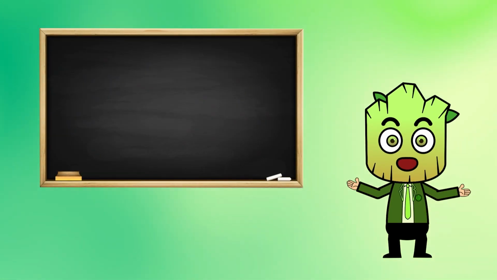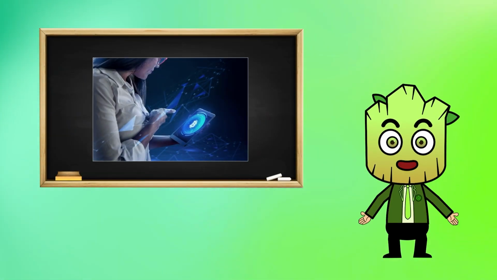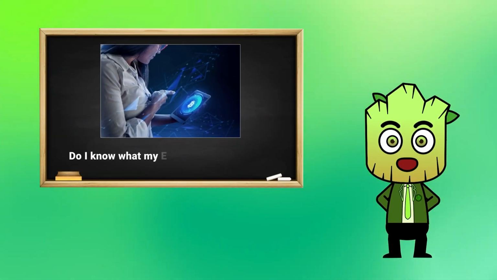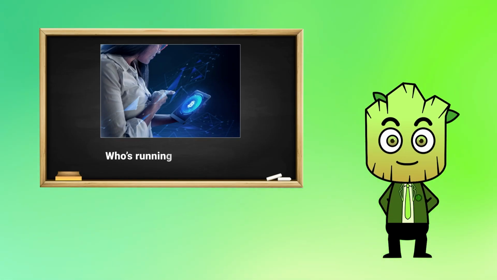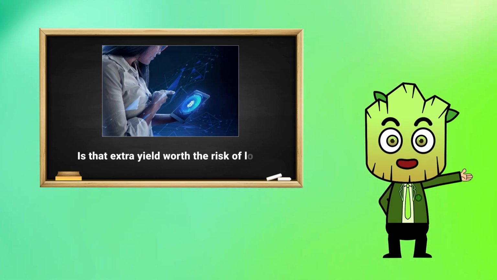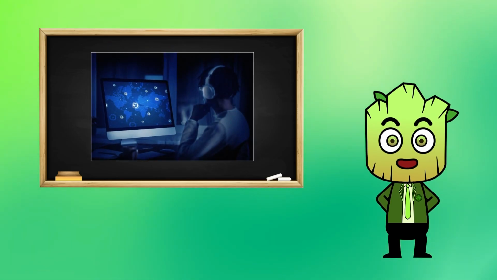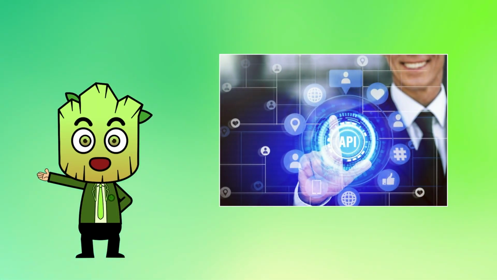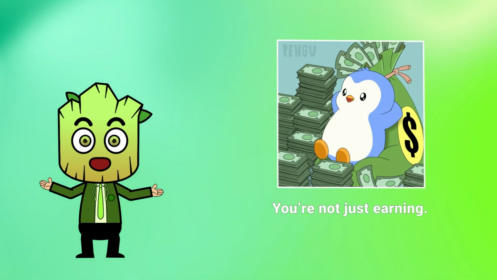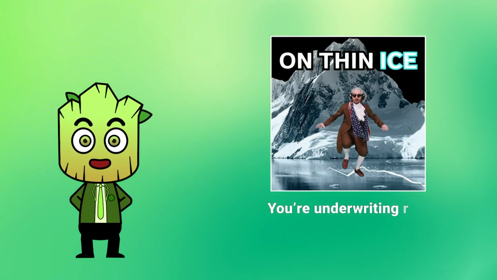Here's my advice. Before you ape into restaking, ask yourself, do I know what my ETH is actually securing? Who's running the validators? Is that extra yield worth the risk of losing my stake? Because in crypto, yield never comes free. So next time someone shills you EigenLayer APY, remember, you're not just earning, you're underwriting risk.